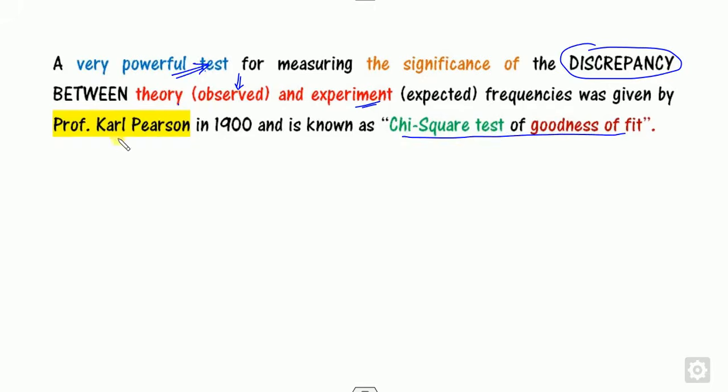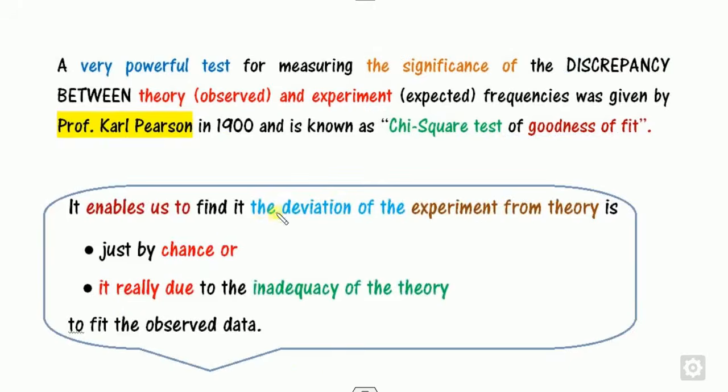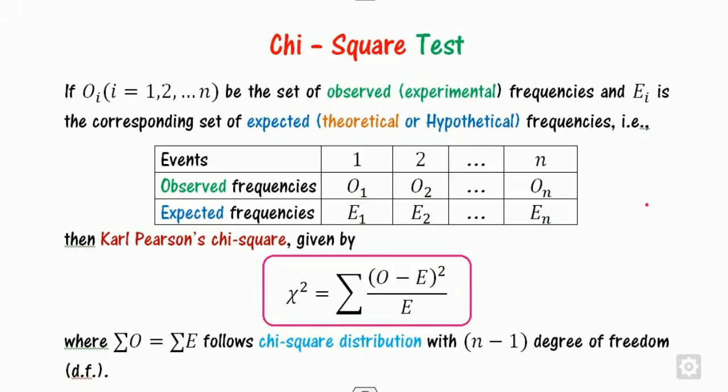And this test was initially proposed by Karl Pearson in the 1900s. So what is the meaning of that? This chi-square test is used to find the deviation of the experiment from the theory, and we will check whether the results deviate by chance, or are really due to the inadequacy of the theory. In order to do that, we will first study what the chi-square test is.